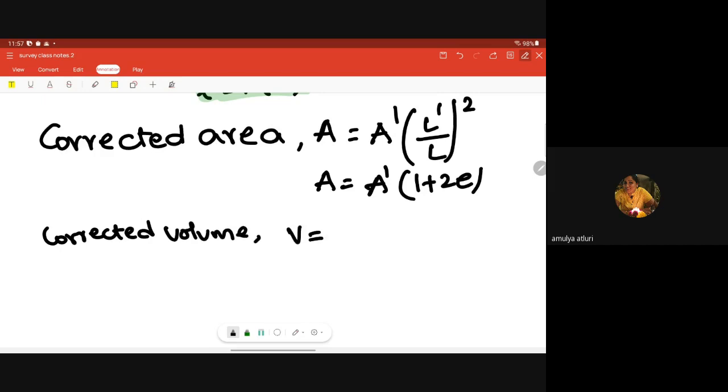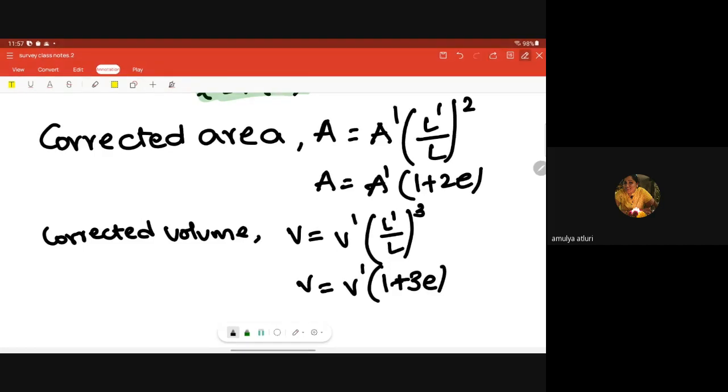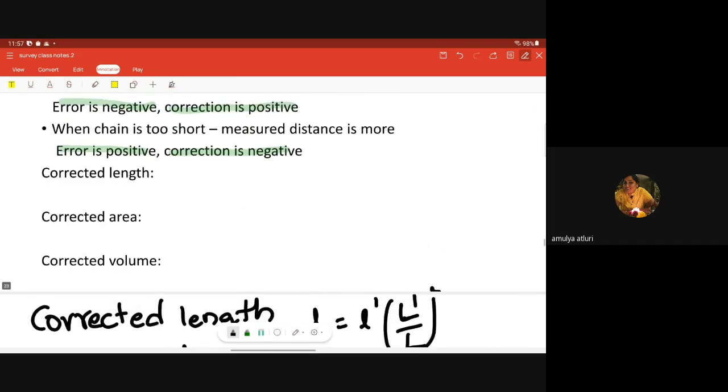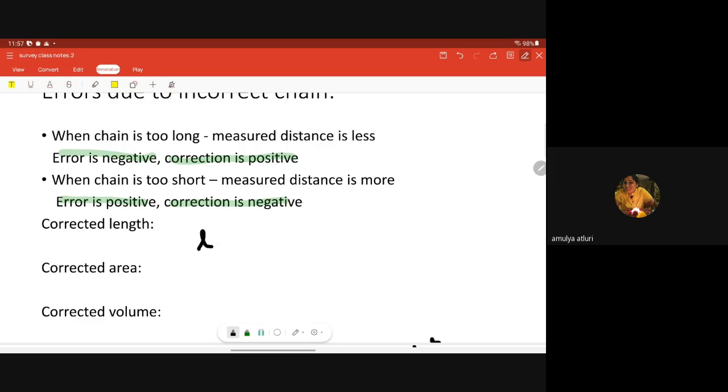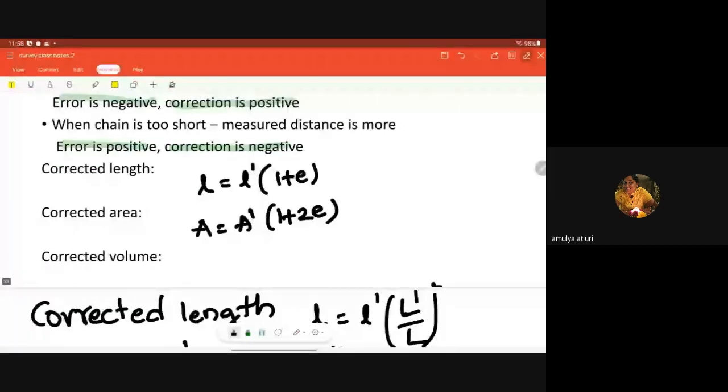So corrected volume V is equal to V dash into L dash by L whole cube. So we can write this as V is equal to V dash into 1 plus 3E. Got it? So now give me the values for corrected length. Here we will write a summary. L is equal to L dash into 1 plus E. And corrected area A is equal to A dash into 1 plus 2E. Corrected volume V is equal to V dash into 1 plus 3E.